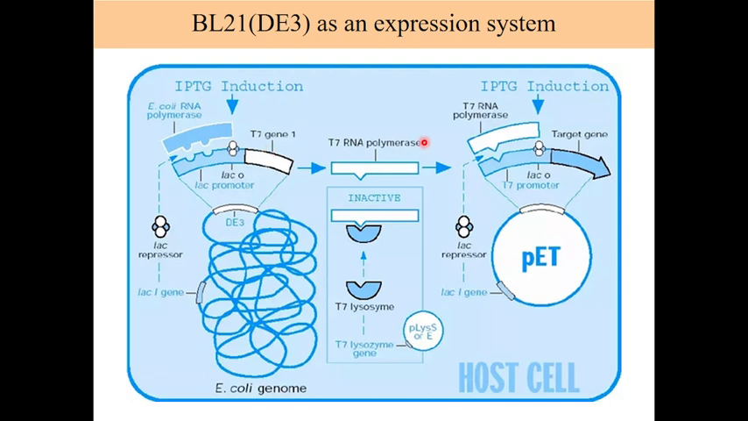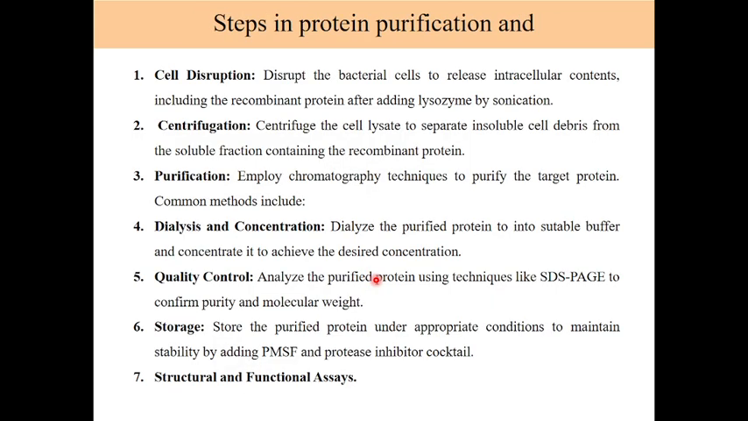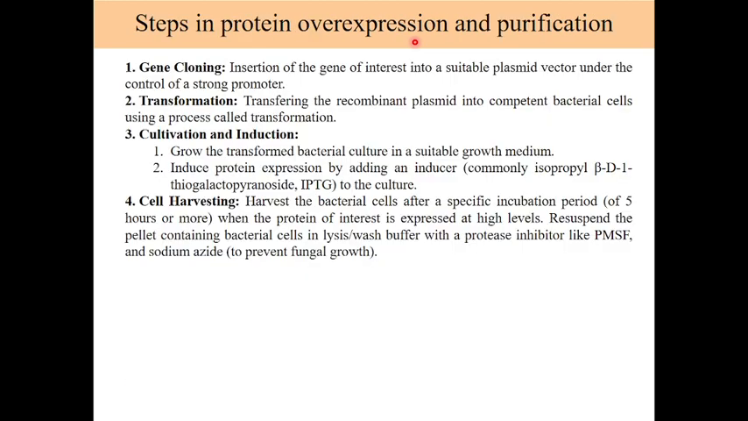So even if a small amount of T7 RNA polymerase keeps getting expressed, that is basically inactivated by this T7 lysozyme. So this is the entire story of the BL21 DE3 expression system. Okay. Now we will look at the different steps in protein purification and overexpression.